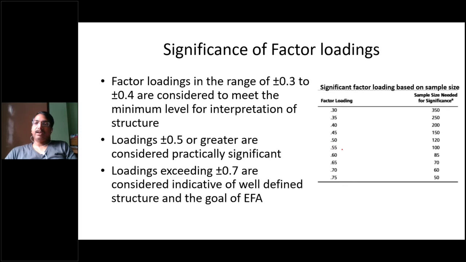Similarly, if your sample size is 50, then you should go for a factor loading of more than plus minus 0.7 or 0.75. So in total, even if your sample size is small, you should check the factor loadings above plus minus 0.7, or otherwise above plus minus 0.5 is fine. So we will see the factor loadings above plus minus 0.5 only. We will ignore these 0.3 and 0.4, because if your sample size is more, you can even go for smaller factor loadings. So it is not necessary.